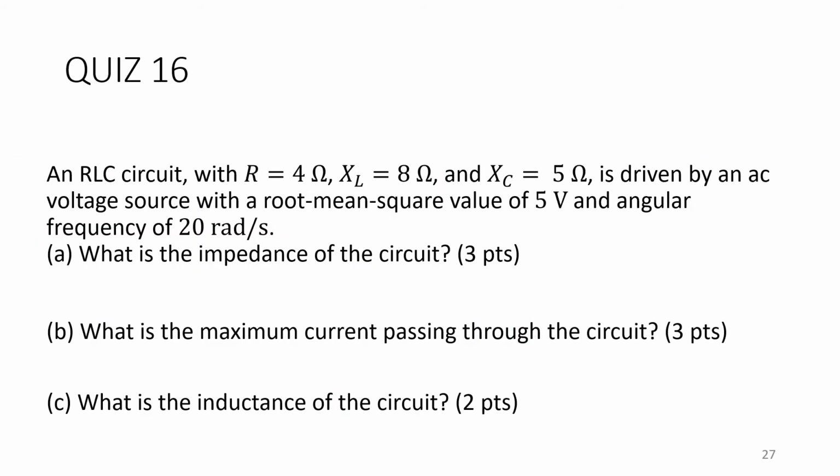An RLC circuit with resistance equals 4 ohms, an inductive reactance equals 8 ohms, and capacitive reactance equals 5 ohms is driven by an AC voltage source, which we assume to be sinusoidal, with a root mean square value of 5 volts and an angular frequency of 20 radians per second. First question is, what is the impedance of the circuit? That's a simple plug and play.